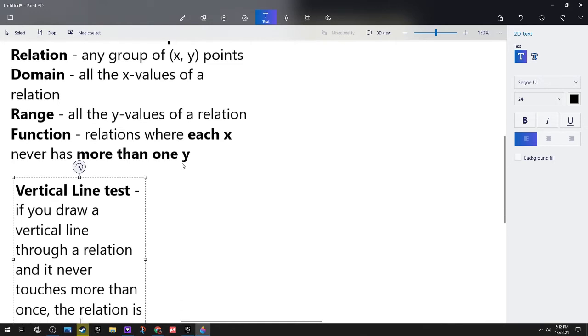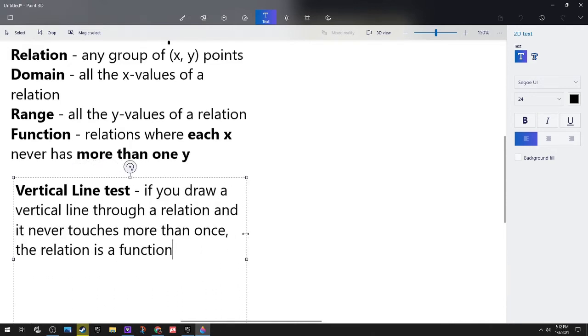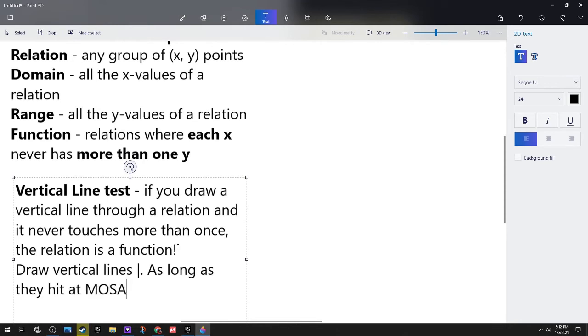Now let's see if I can spell without looking at it. Okay, let's see if I spelled it right. If you draw a vertical line through a relation and it never touches more than once, the relation is a function. Ooh, that's super messy. The short version is draw vertical lines, that's this way, as long as they hit at most once, we're good.